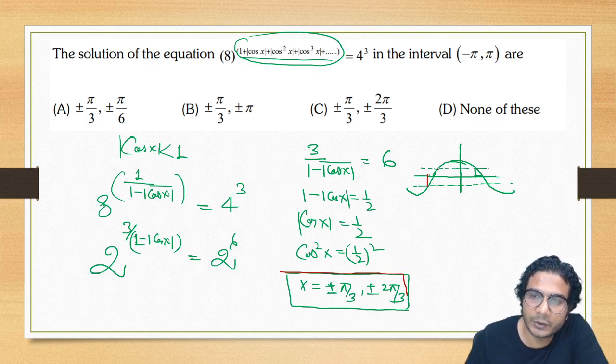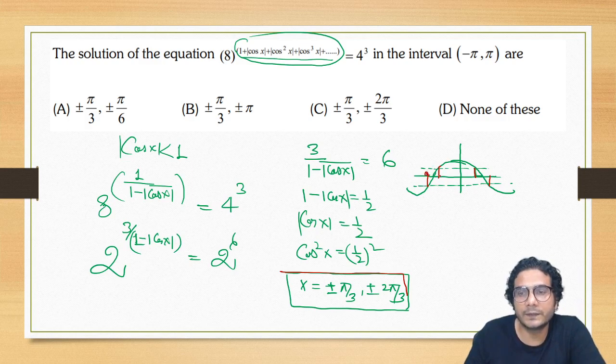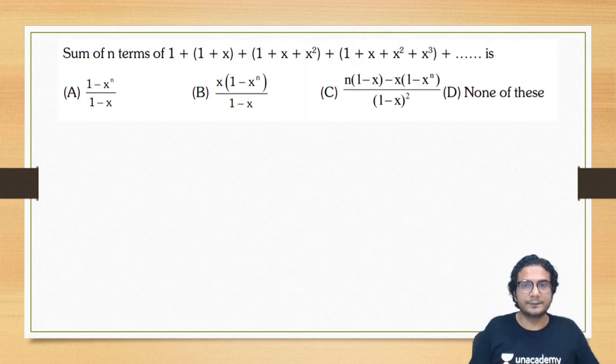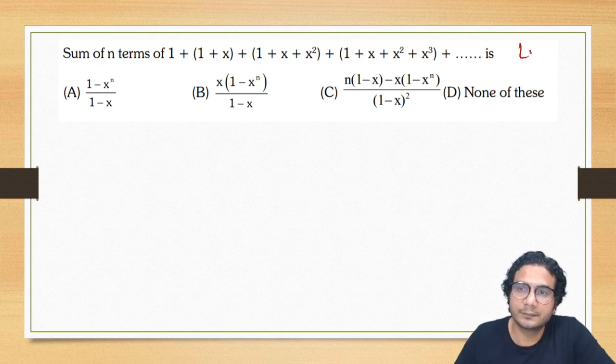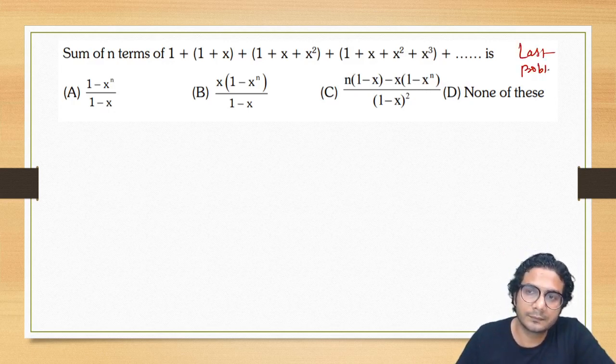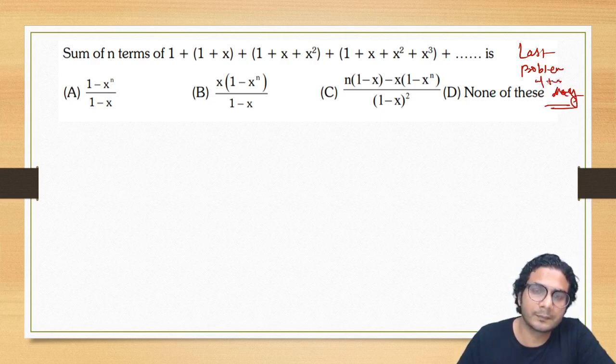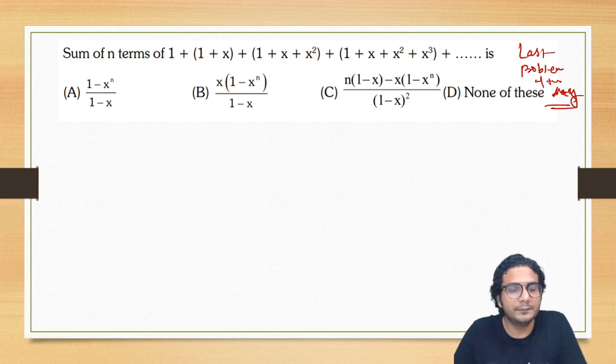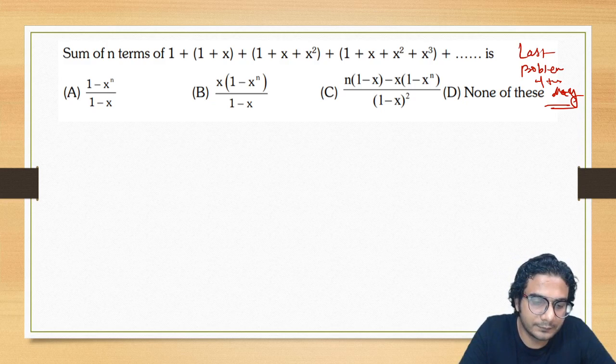Okay, this is minus 2 pi by 3, minus pi by 3, plus pi by 3, plus 2 pi by 3. Okay, so these four values are your answers. So I hope it is clear. Now let's do this last problem. Yeah, last one. Last problem of the day. I'll give you 1 minute to think.